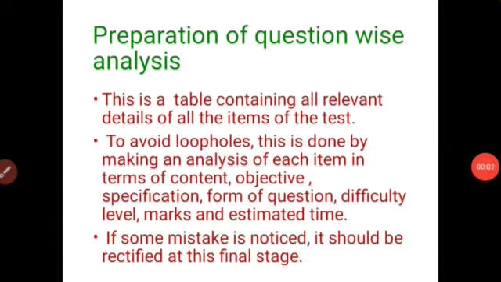The last step in the construction of an achievement test is preparation of question-wise analysis. This is a table containing all relevant details of all the items of the test. To avoid loopholes, this is done by making an analysis of each item in terms of content, objective, specification, form of question, difficulty level, marks, and estimated time.